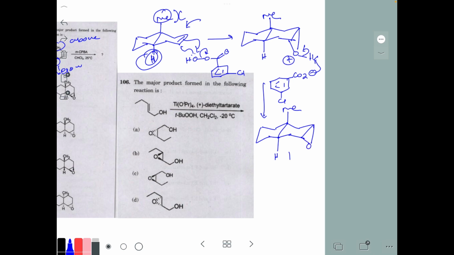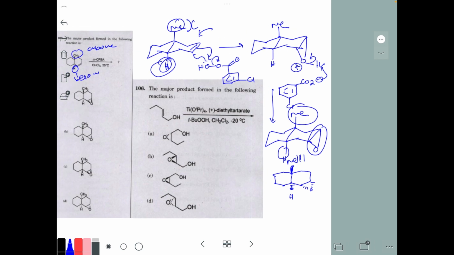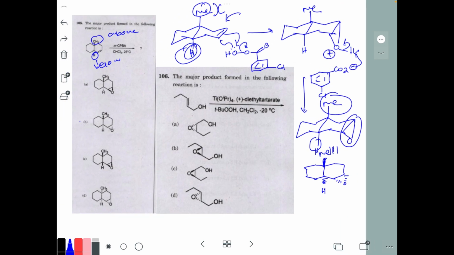Okay, now we will write another form of this given epoxide. We have methyl already above, so I am keeping it above, and hydrogen below, so I am keeping it below, and this epoxide is also on the face down, to the hydrogens only, so I am keeping it below. So the correct answer is B.